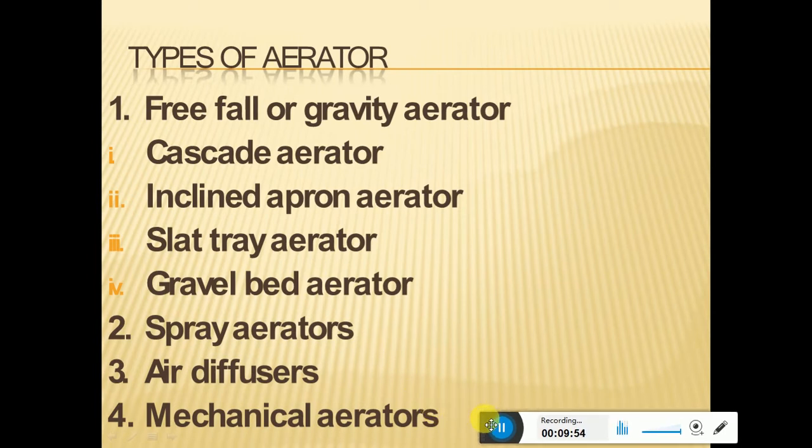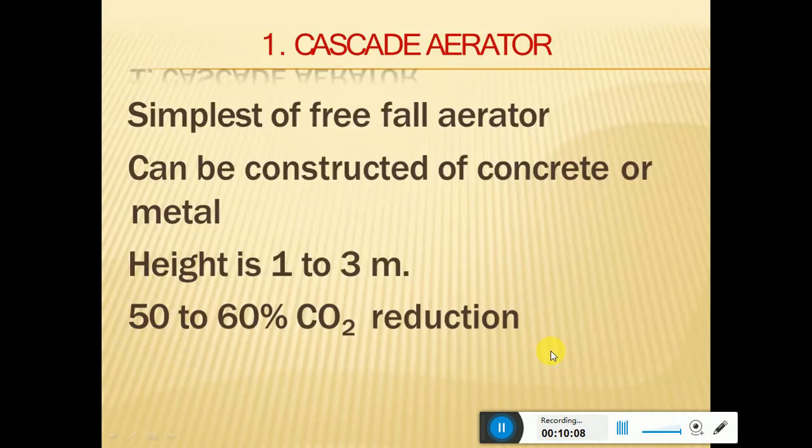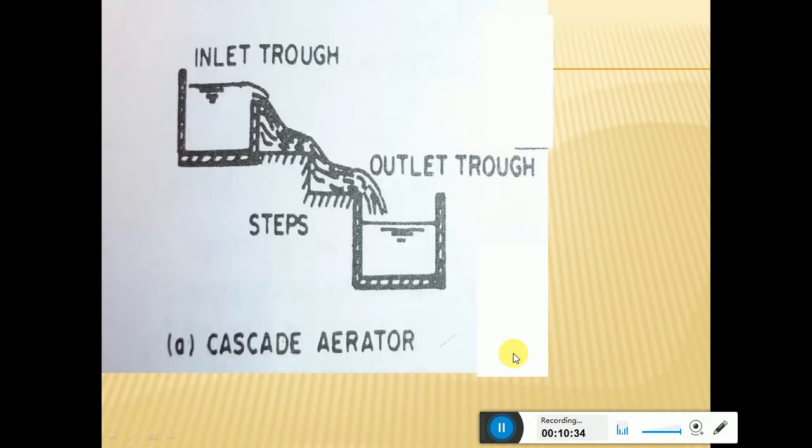Let us see each one in detail, its construction and its working. So we have broadly different types of aerators as shown: gravity aerators, spray aerators, diffused aeration system and mechanical aeration system. The first one is the cascade type of aerator. It is the simplest free fall aerator. This can be seen in most water treatment plants, and it can be constructed using concrete or metal. Its height varies from 1 to 3 meters, and it has an efficiency of 50 to 60% carbon dioxide reduction. So this is how it looks.